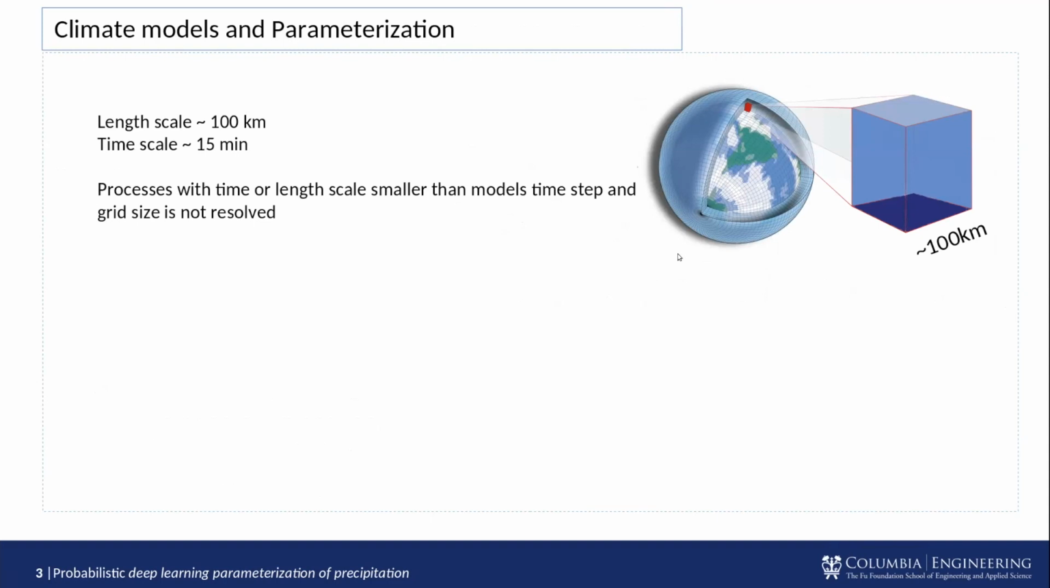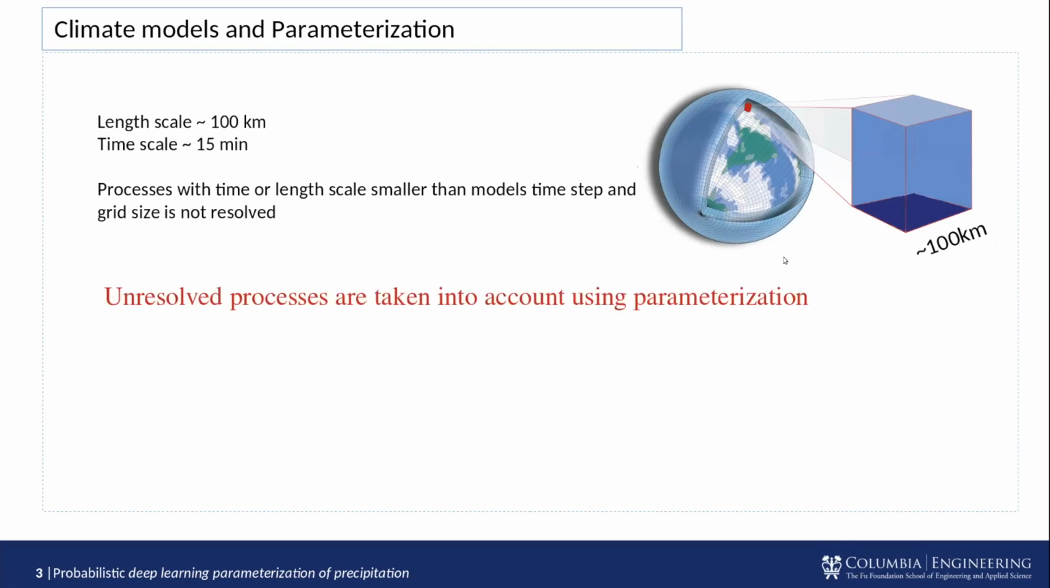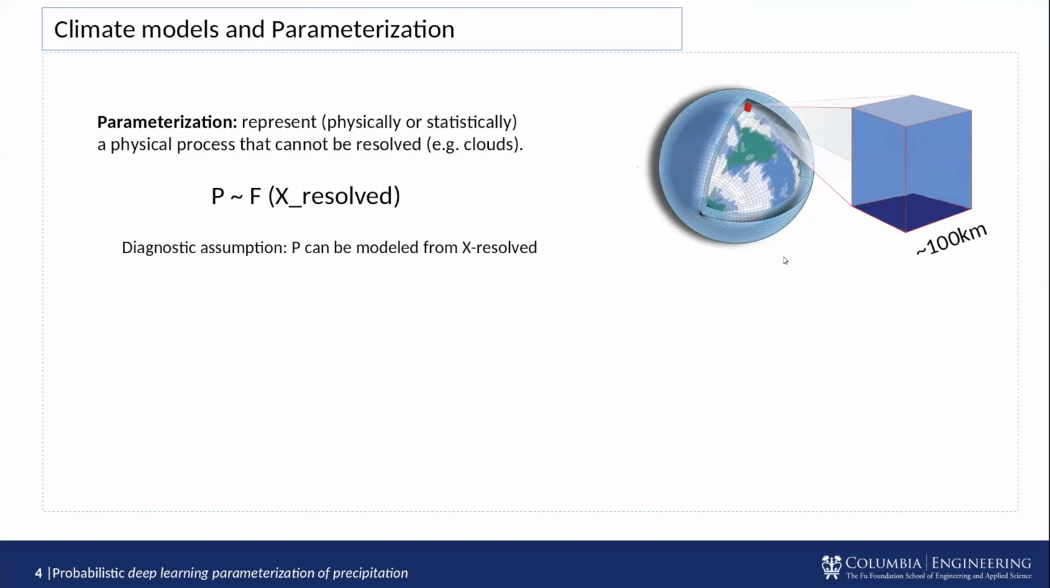So we know that in climate models, we do not resolve any scale smaller than the grid size of the model or the time step of the model. So that's like 100 kilometers or 15 minutes for a GCM. And then the model has to rely on parameterization for the processes that are not resolved. We can define parameterization as a representation of physical processes that are not resolved by the model. And the assumption is that these unresolved processes can be approximated using the resolved variables.